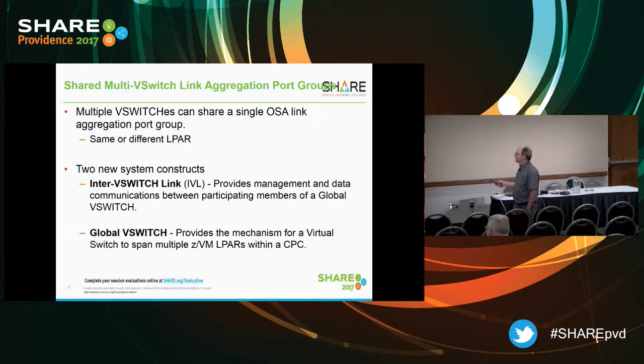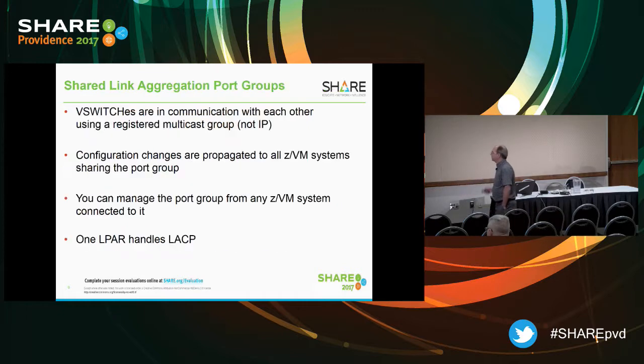The second thing I need, now that the instances of CP can talk to each other, is I can now create an actual global vSwitch. Create a vSwitch and define it in a way that says I'm spanning this vSwitch across all these LPARs. All these LPARs are in communication with each other, and so we can coordinate what's happening.